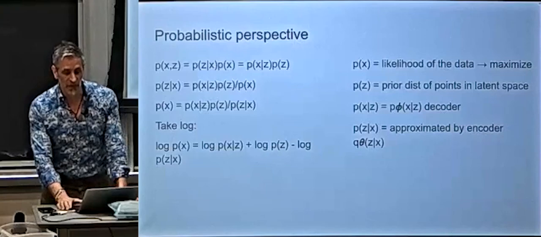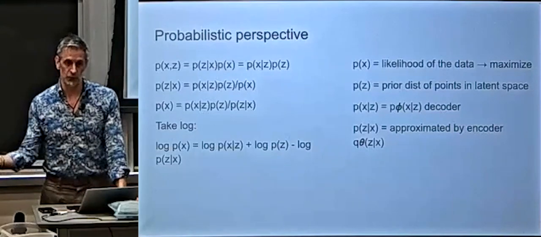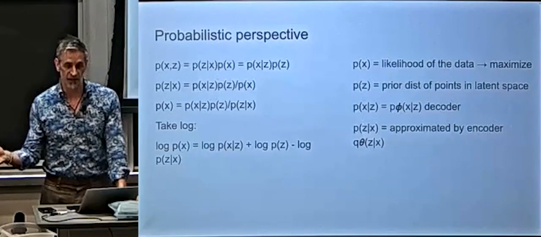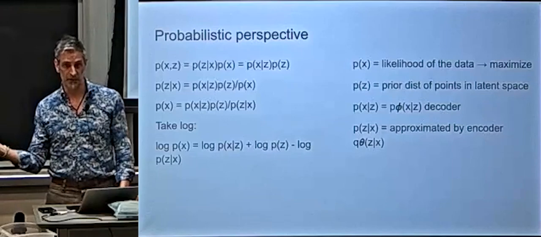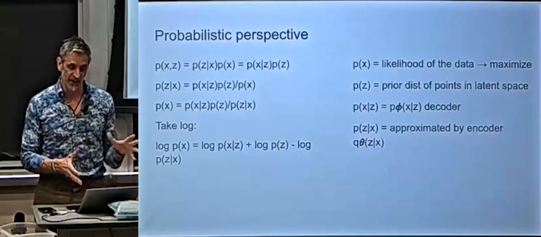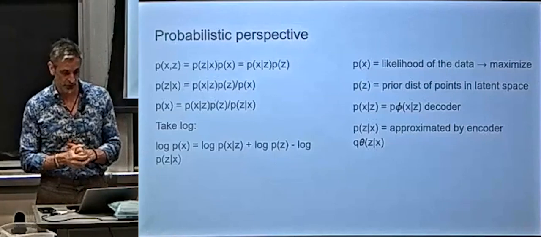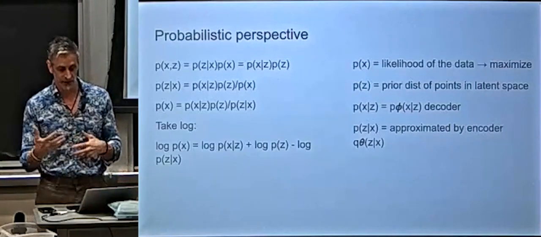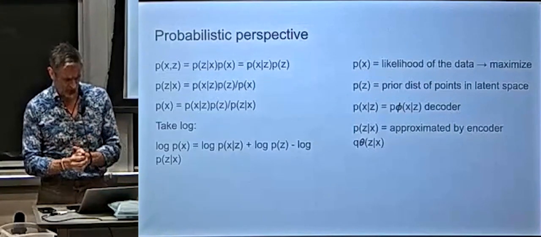Okay, so P of Z is something we arbitrarily choose. P of X means something about what's coming out of the decoder, so there's no way to predict it. P of X given Z is literally our decoder, we know it. P of Z given X, that's what we're going to approximate.